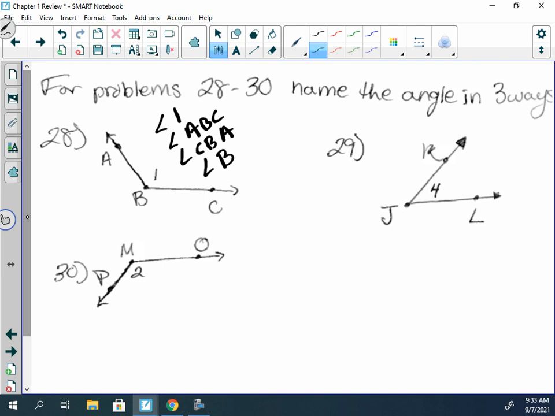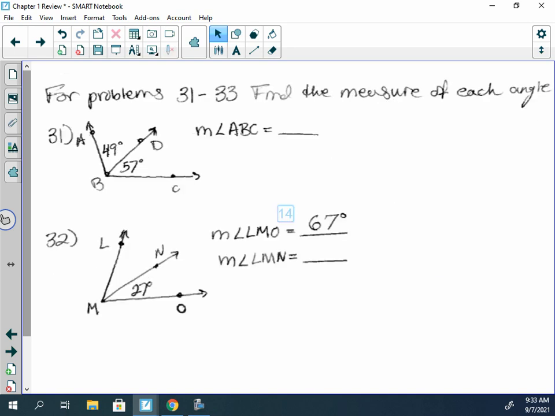Since they gave us the number inside, we can use it as well. And whenever we use 3 letters, we start on one of the rays. So here would be B, A, or C. Go to the vertex, and then the other side. And then that is it. Any other questions on this here? Questions on 31 or 32?